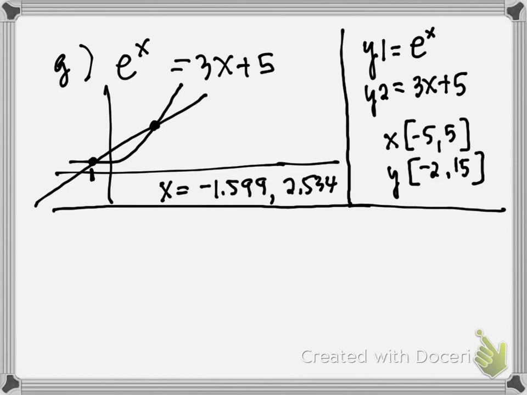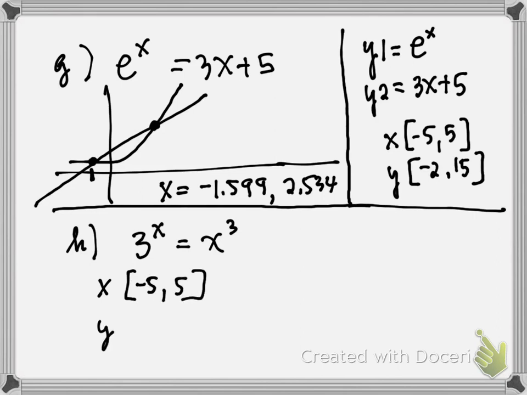So G and then H. Okay, H is another one of those equations where you have to do this graphically. Like, there's no way you can do this algebraically. So for this one, my window was this. I did negative 5 to 5, and my y was negative 2 to 20. And my graph looked like this.